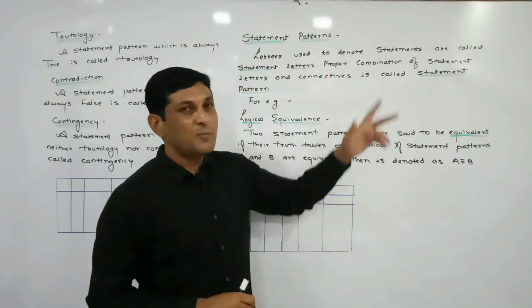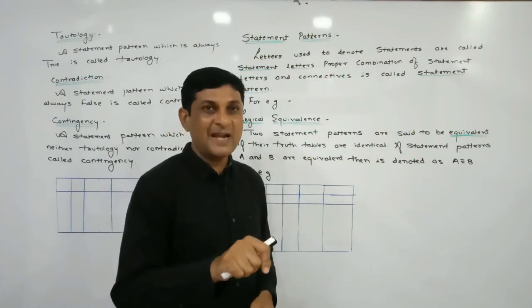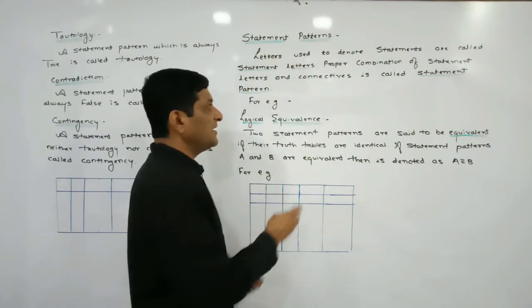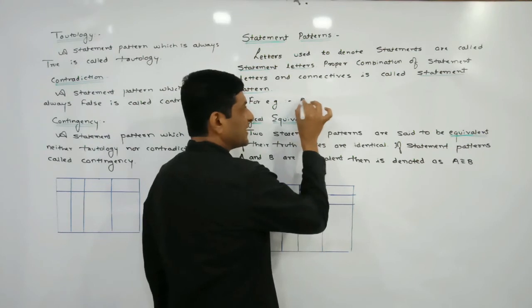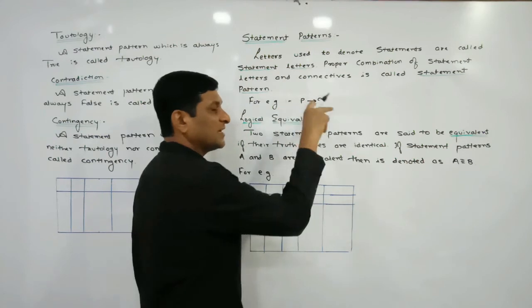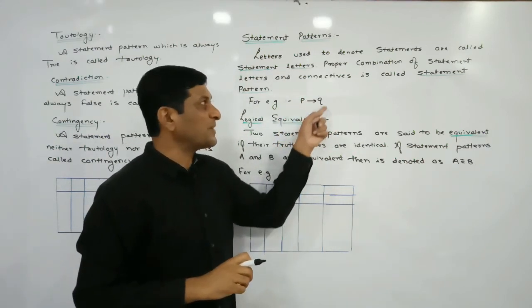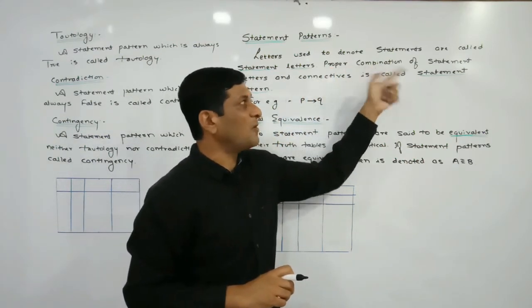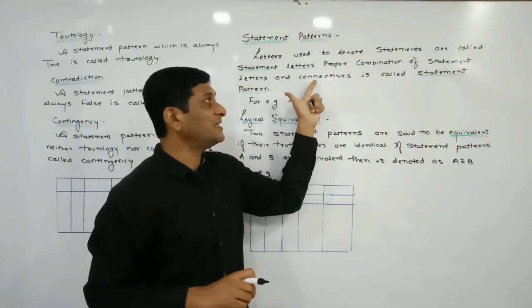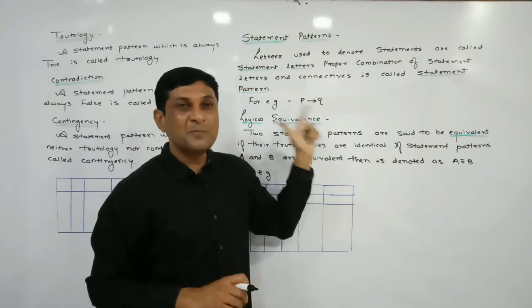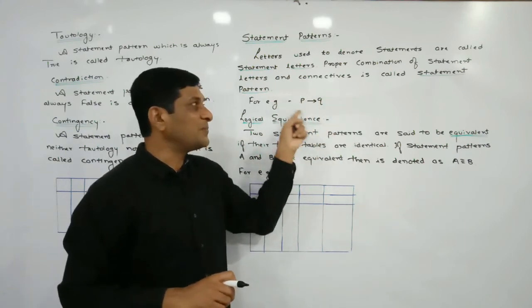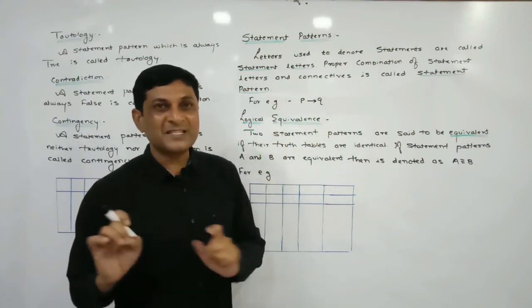And the proper combination of statement letters and logical connectives is called a statement pattern. So take an example. Let us suppose that P is one statement and Q is another statement. If we are connecting these two statements by any logical connective, then such a representation, a proper combination of the statement letters P and Q and the connective, here the connective is implication, which is used for which logical connective? If then. Such a representation is called a statement pattern.